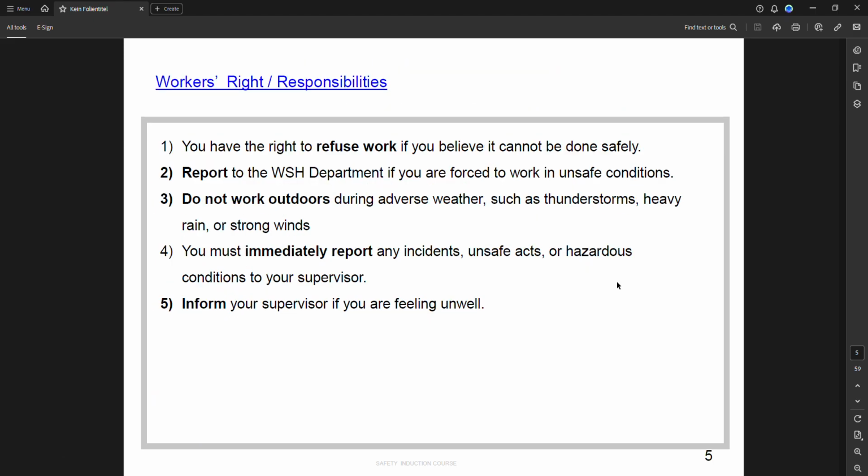Now we come to worker rights. You have the right to review the works. Report to the WHS department if you are forced to work. Do not work outdoors when there is heavy rain and strong wind. You must immediately report any incident. Inform your supervisor if you're feeling unwell.